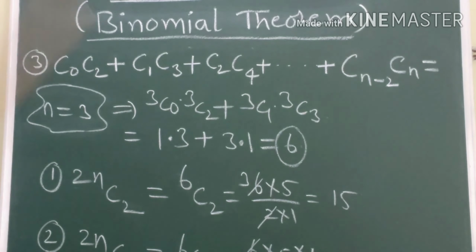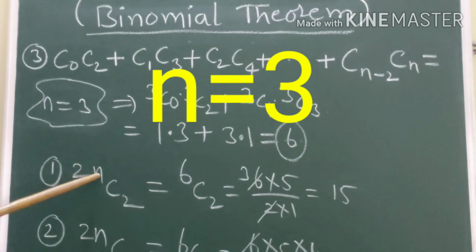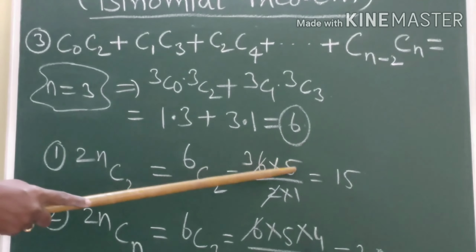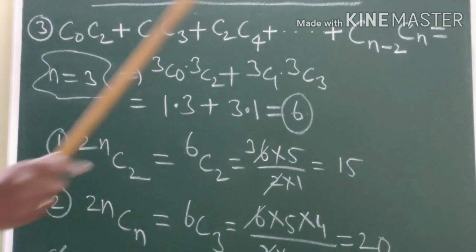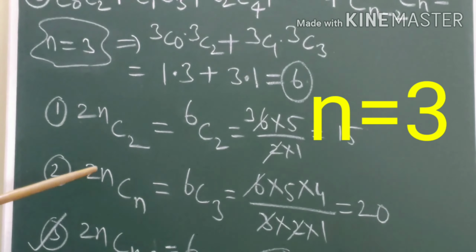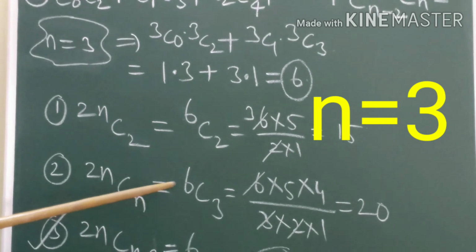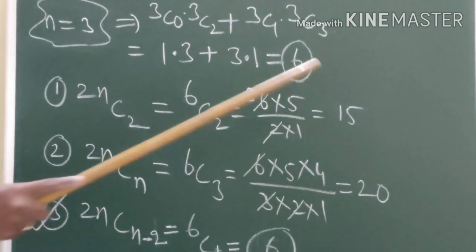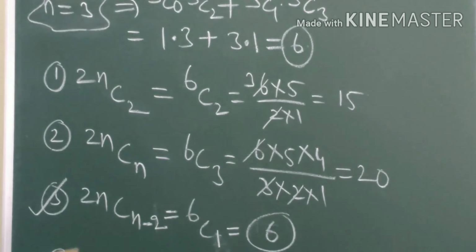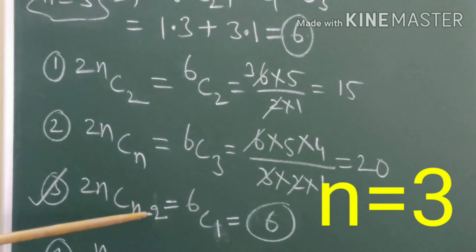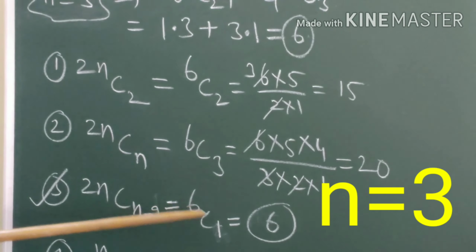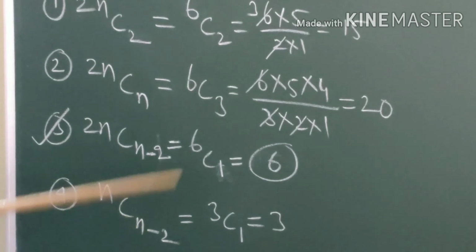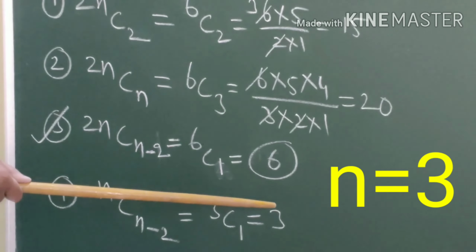Let us check the options. If you take n is equal to 3, we get 6C2, that is equal to 6 into 5 by 2 into 1, which is 15. Second option, 2nCn, that is equal to 6C3, which is 6 into 5 into 4 by 3 into 2 into 1, we get 20. Third one, 2nC(n minus 1)... 2nC(n minus 2) is equal to 6C1, that is equal to 6. Fourth one, nC(n minus 2), that is 3C1, is equal to 3.